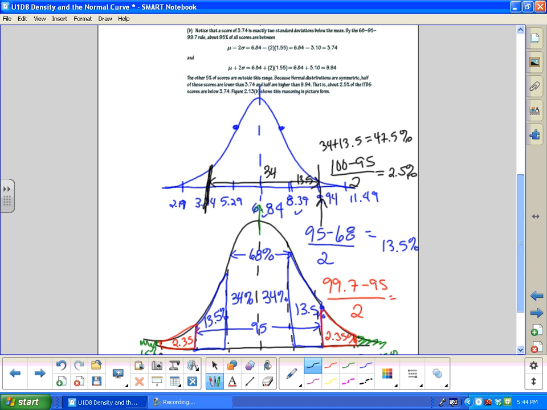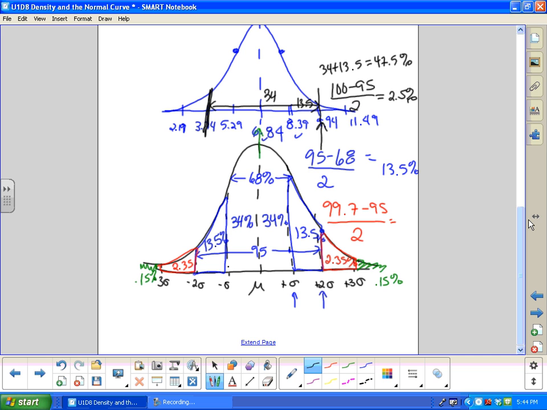Another way that I could do this is I could go to this table that I've just made, and they want less than 3.74, so I could just add these two values together, the ones with the arrows, and I would get 0.15 plus 2.35, which is 2.5. So either way, you come up with the right answer.